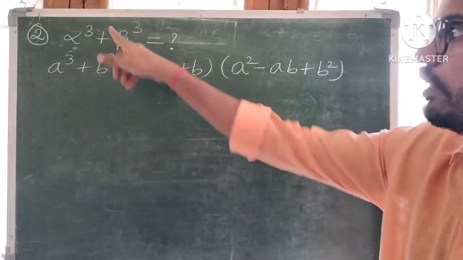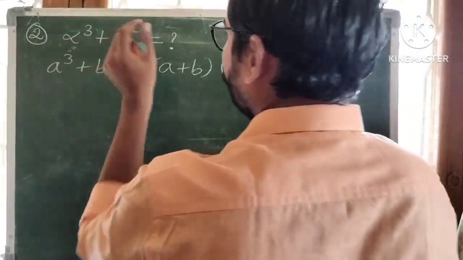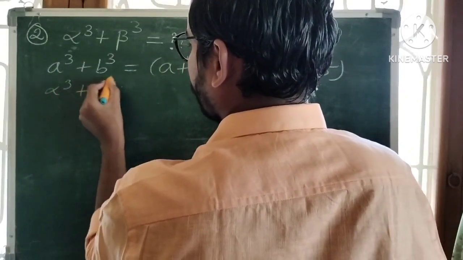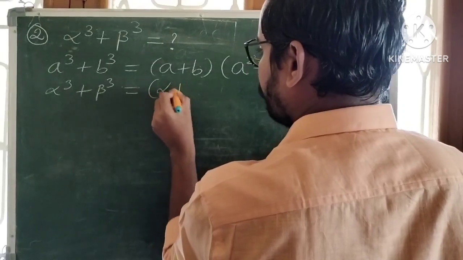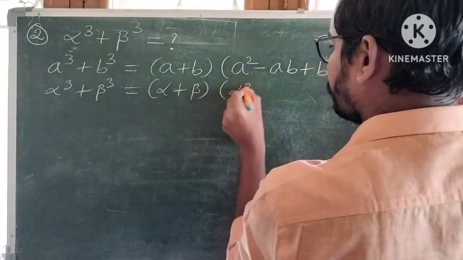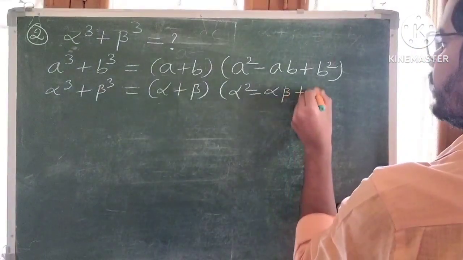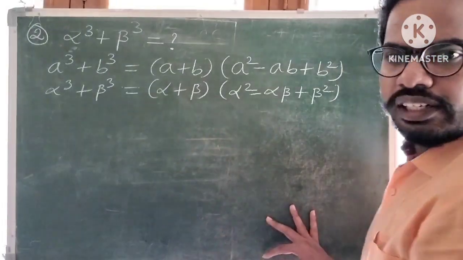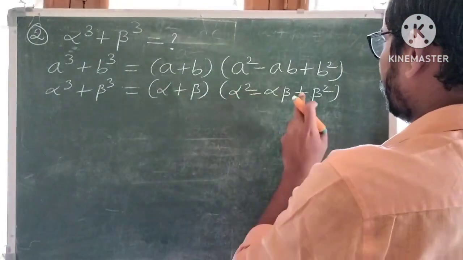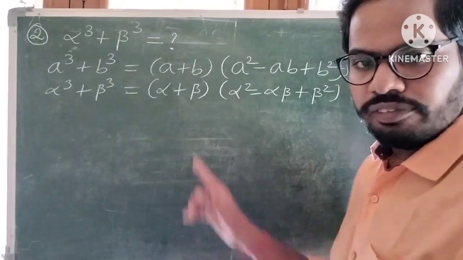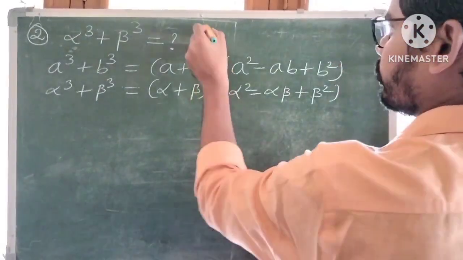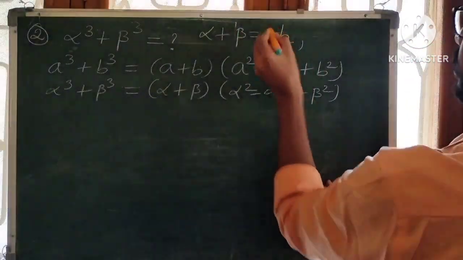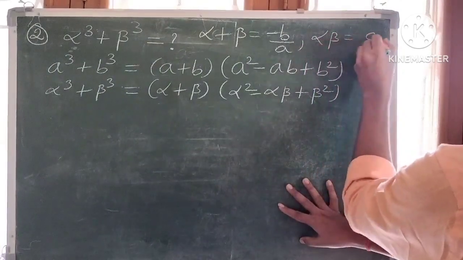Now we are going to use this formula to derive. So alpha cube plus beta cube, replace a by alpha as usual and b by beta, is equal to alpha plus beta into (alpha square minus alpha beta plus beta square). We already discussed what alpha plus beta and alpha beta are. Alpha plus beta means the sum of the roots. The sum of the roots is minus b by a, and the product of the roots is c by a.